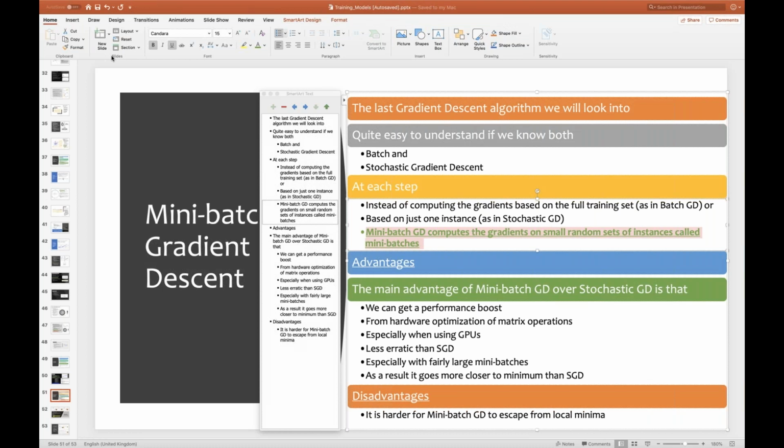Okay, this is the mini batch gradient descent that computes the gradient on small random sets of instances called mini batches. Now let's quickly relate it. What happened with batch? What happened with stochastic gradient descent? So the last gradient descent algorithm we are going to look into is mini batch.